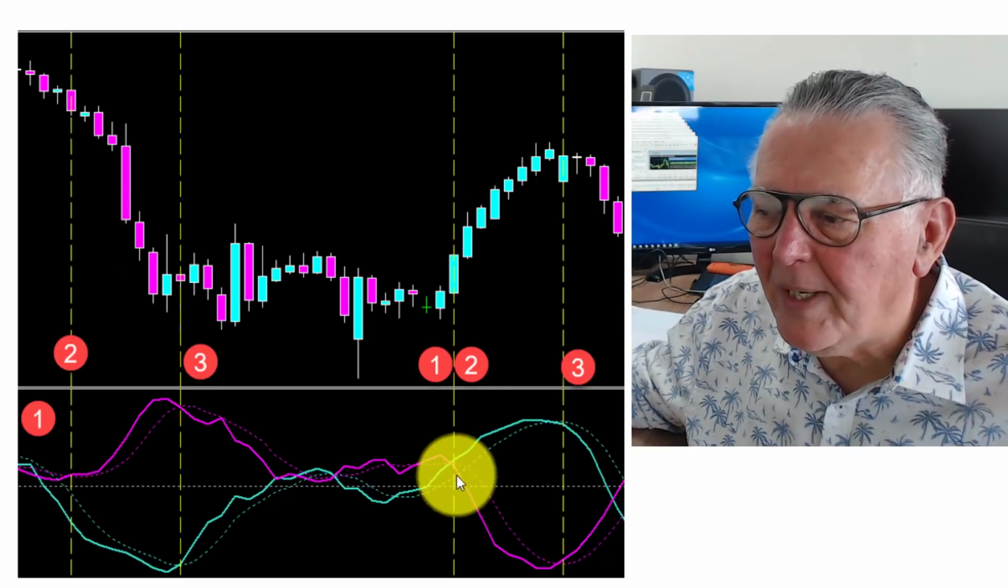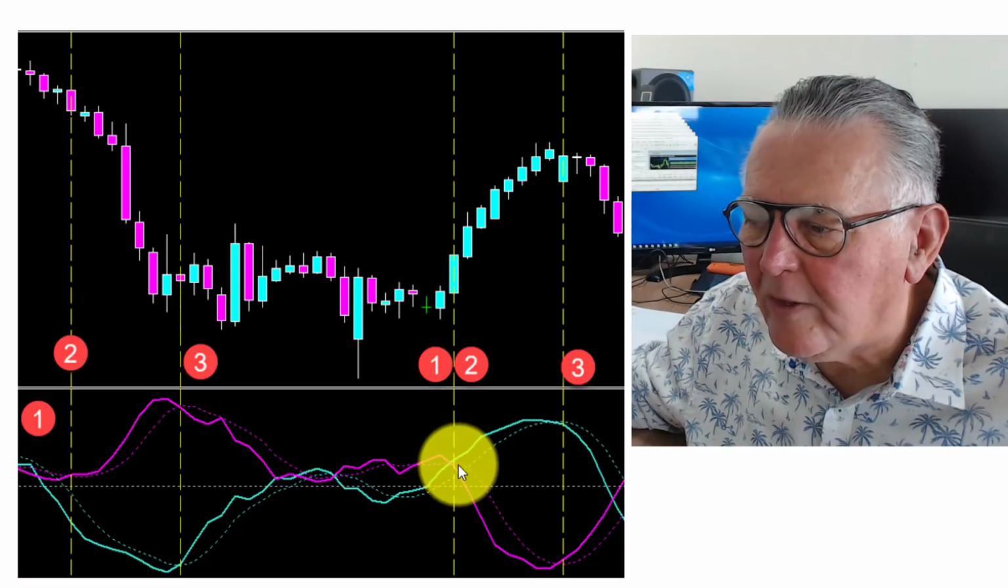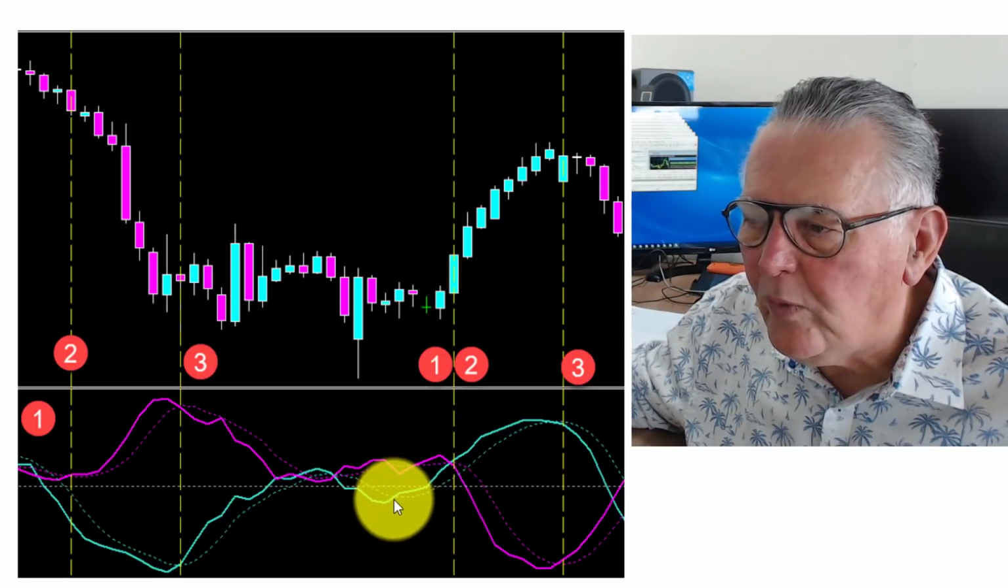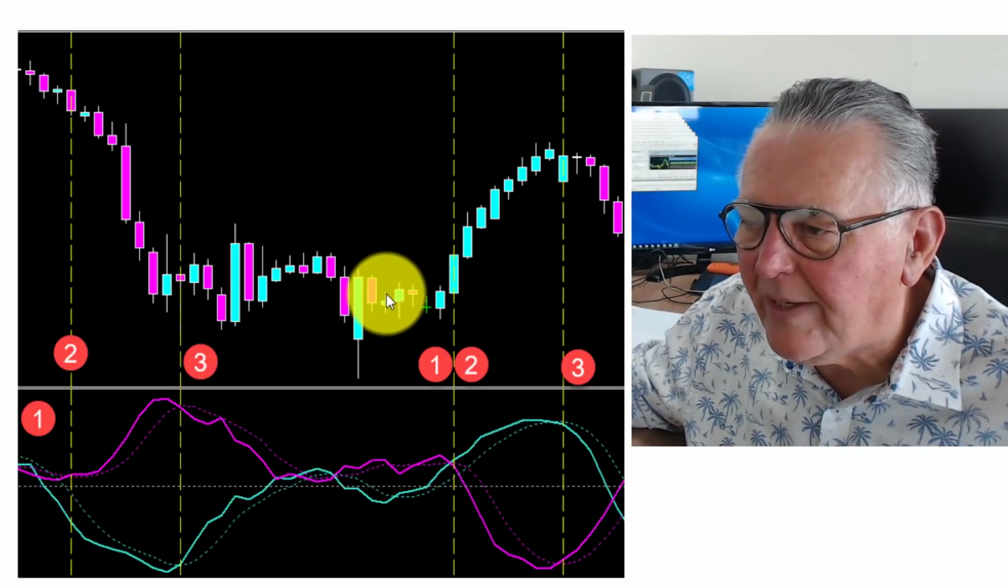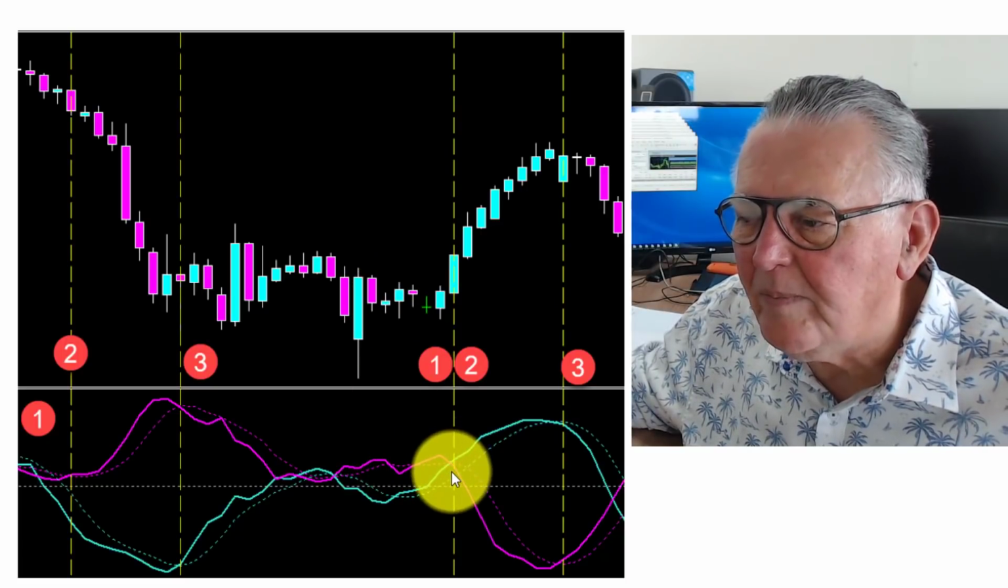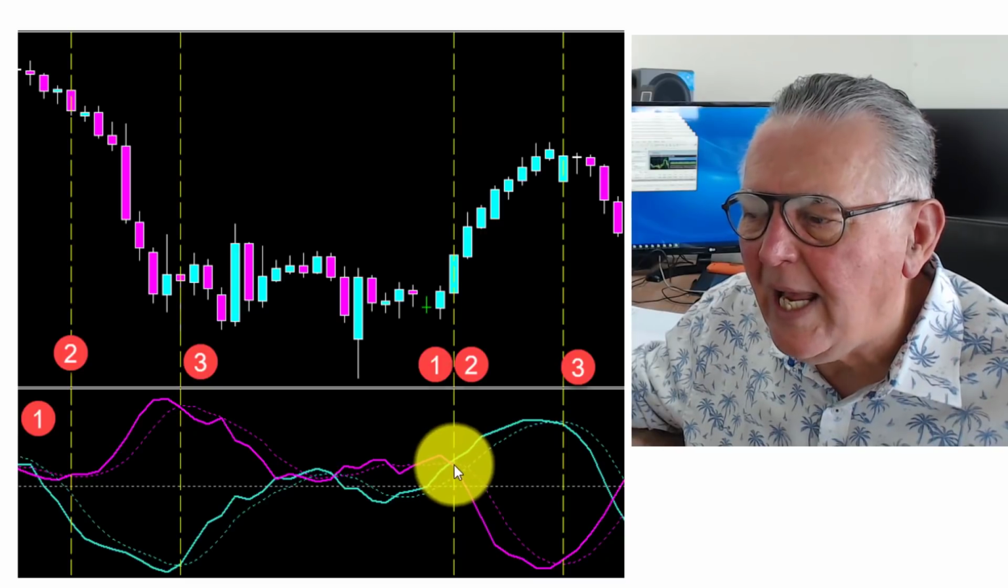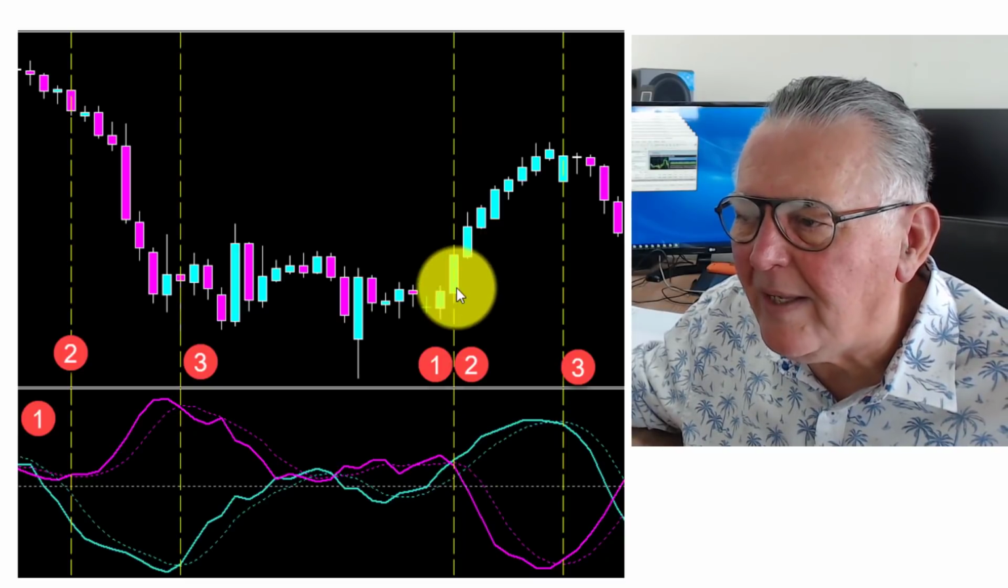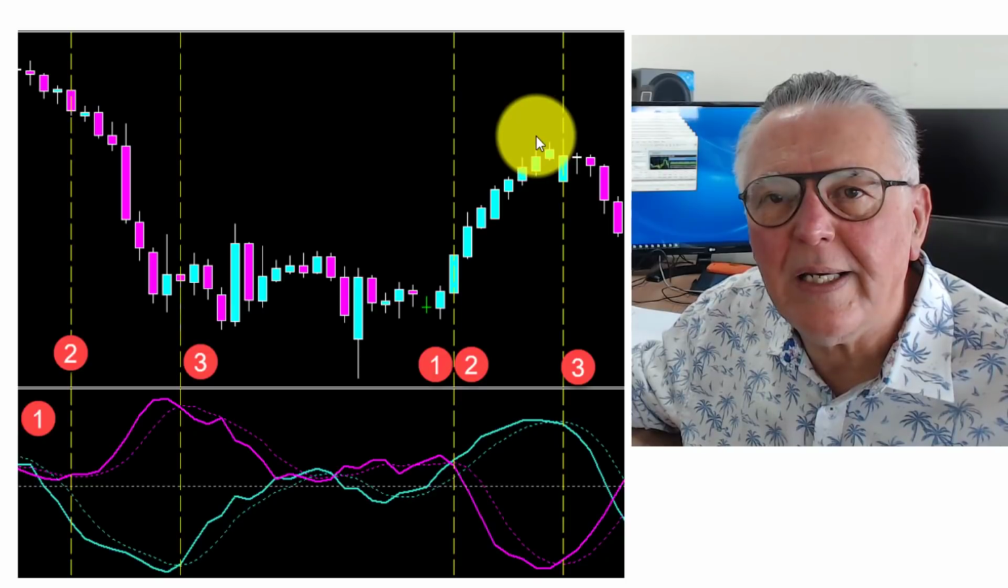And the same thing applies here. You can see the dotted line crosses there. The dotted line already crossed over here, so it was already giving a buy signal over here, but you had to wait for the magenta line to also align, and there both of them are on the same side, and there we go. It took off like a rocket.